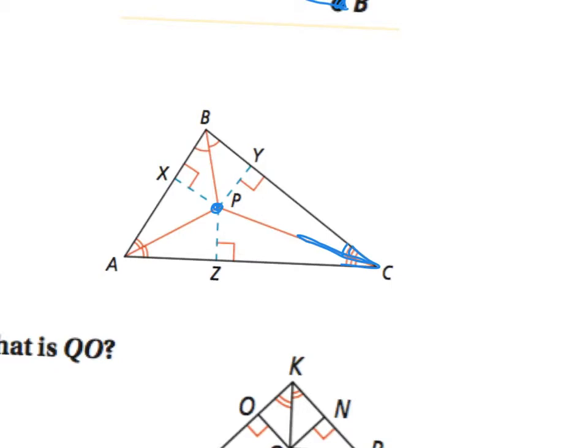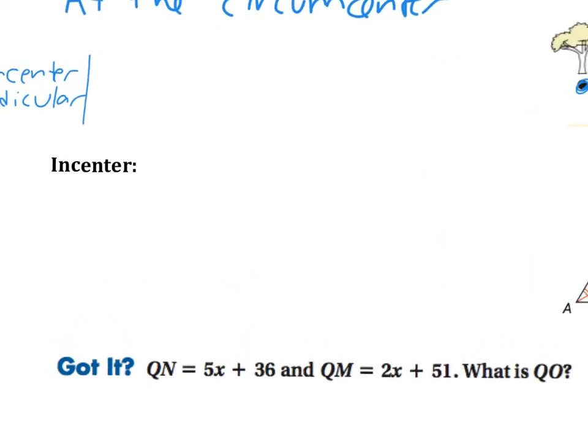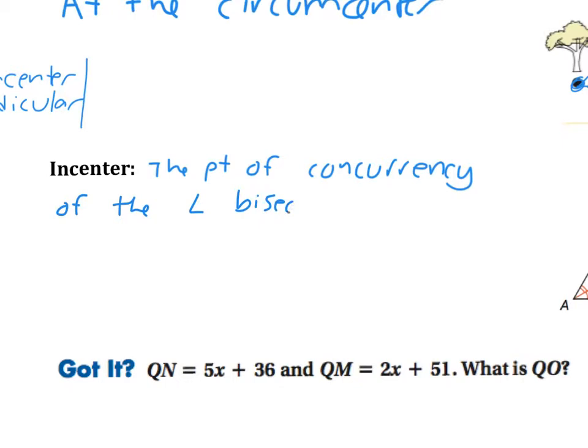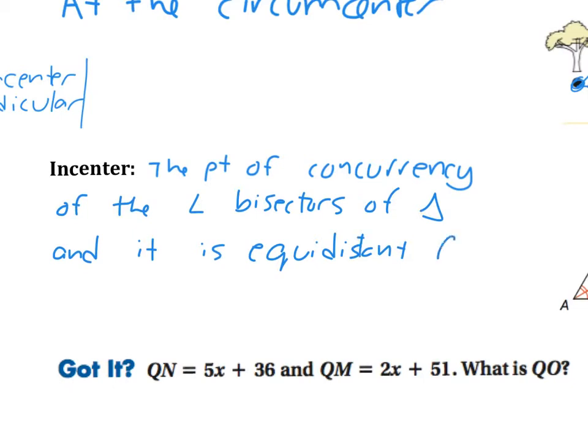So what is the incenter? The incenter is the point of concurrency of the angle bisectors of a triangle. And the incenter is equidistant from the sides. So notice how this is not quite a converse, but it's kind of flipped around.